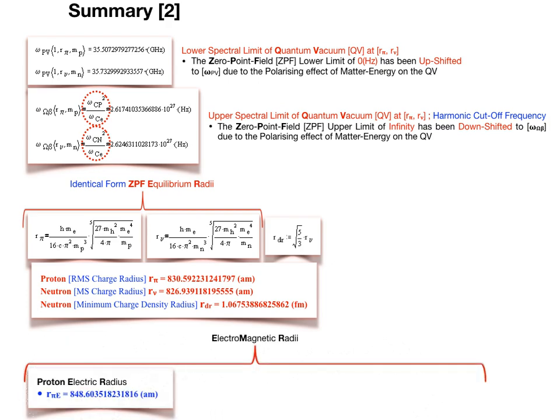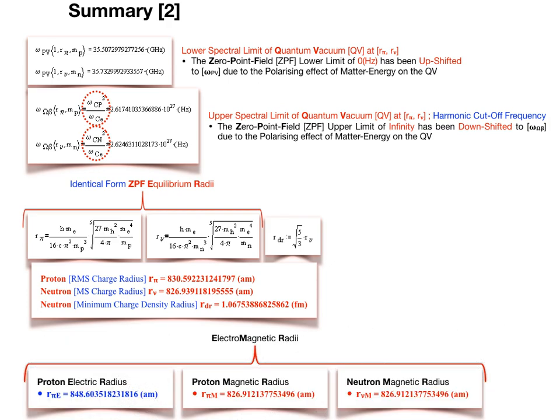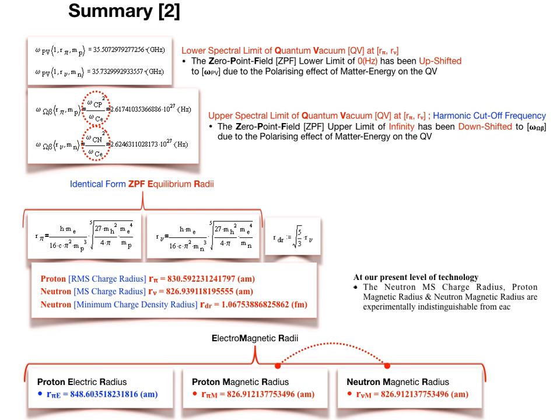Utilizing our zero-point field equilibrium radii, we numerically determined the proton electric radius, the proton magnetic radius and the neutron magnetic radius. Whereby, our solution predicts the two magnetic radii to be equal. However, at our present level of technology, the neutron mean squared charge radius, proton magnetic radius and neutron magnetic radius are experimentally indistinguishable from each other.